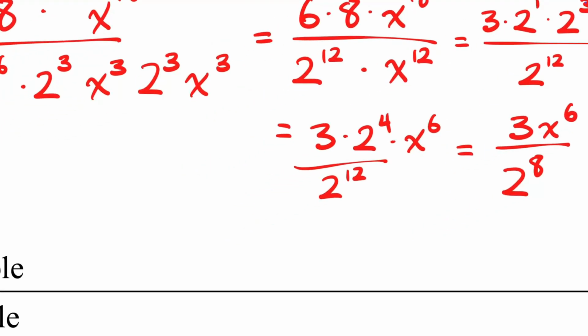So from here, I need to figure out what 2 to the power of 8 is, and I'm essentially done. So 2 to the power of 8 is 2 times 2 times 2 times 2.